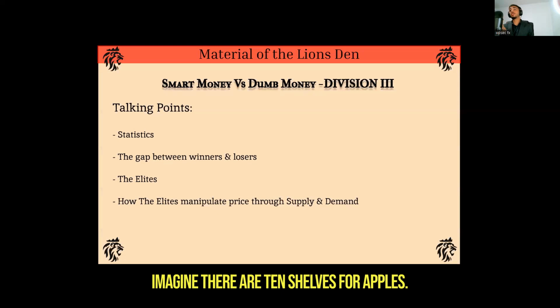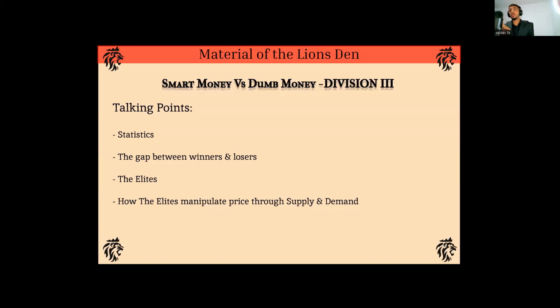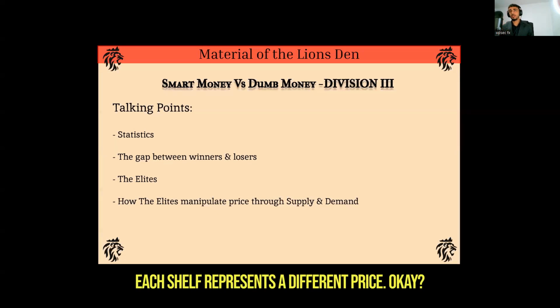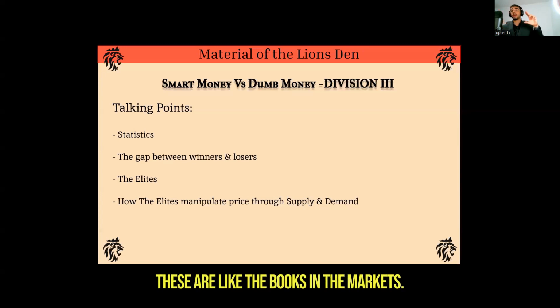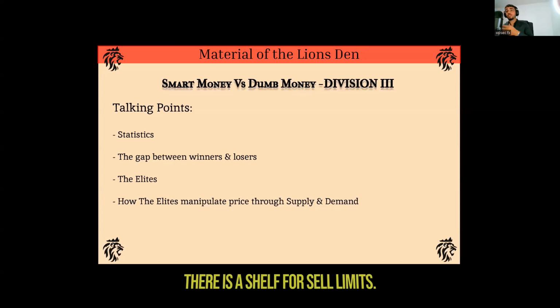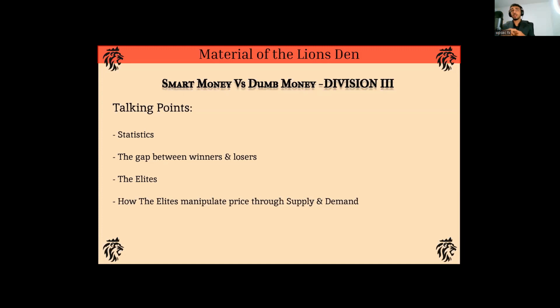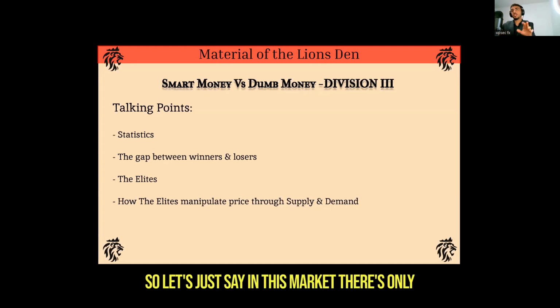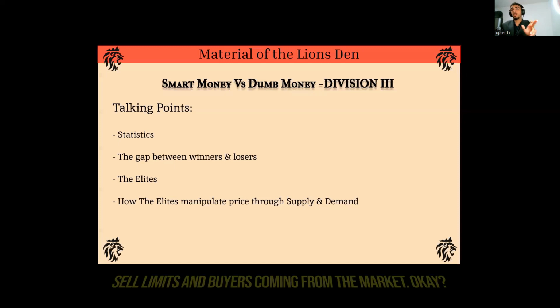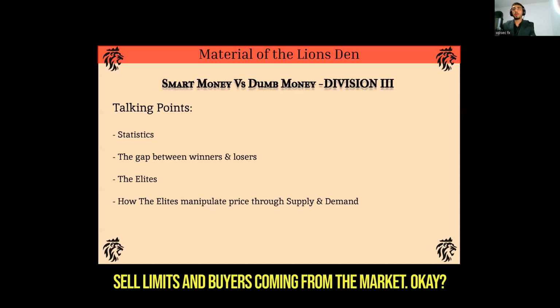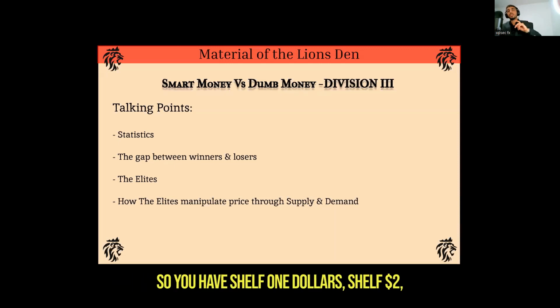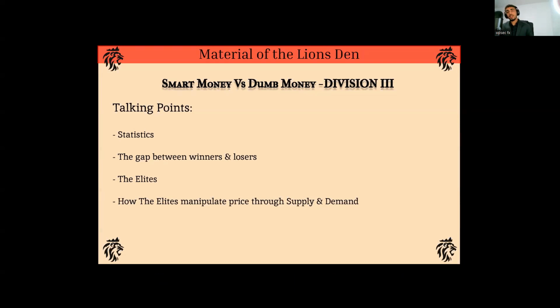Imagine there are 10 shelves for apples. Each shelf represents a different price. These are like the books in the markets. There's limits. There's a shelf for sell limits. There's a shelf for buy limits. Let's just say in this market, there's only sell limits and the buyers coming from the markets. So you have shelf $1, shelf $2, shelf $3, all the way up to $10.